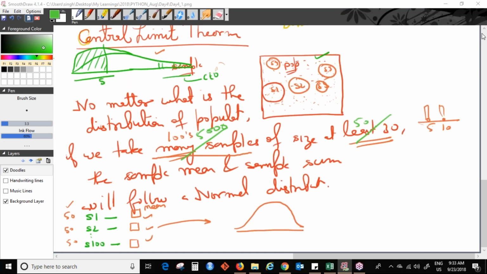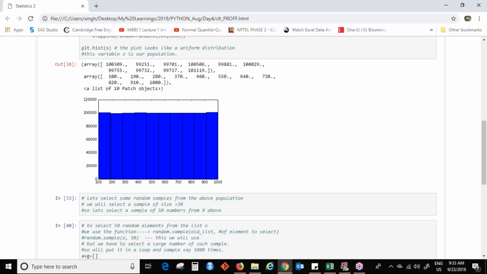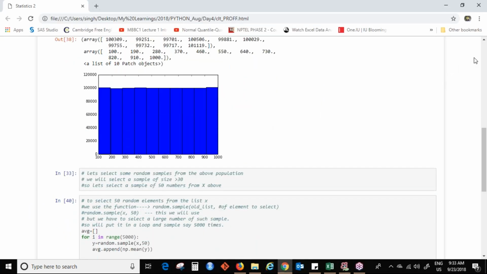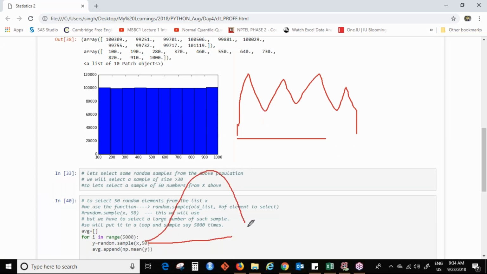Yes, Arpita, that is true. That's what I have written: no matter what the distribution of the population. It need not be uniformly distributed. It can be anything. That's why I have written clearly, no matter what the distribution of the population. Here I have shown it with respect to a uniform distribution, but it can be anything, it can be anything like this also. Even if the population was like this, it would still have given you a normal distribution. So this doesn't matter.